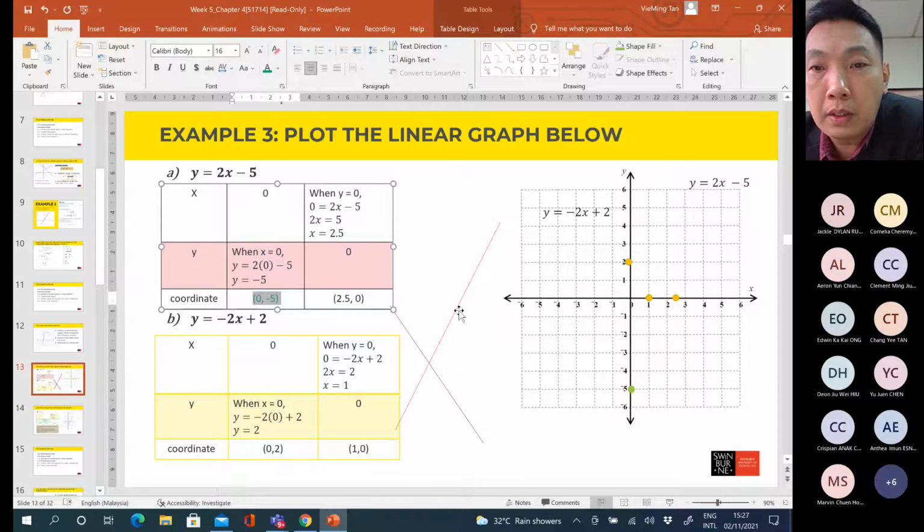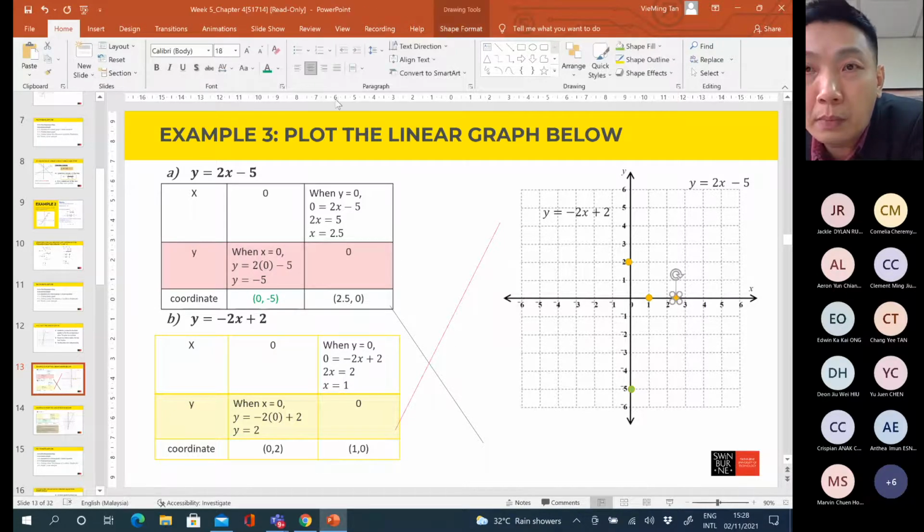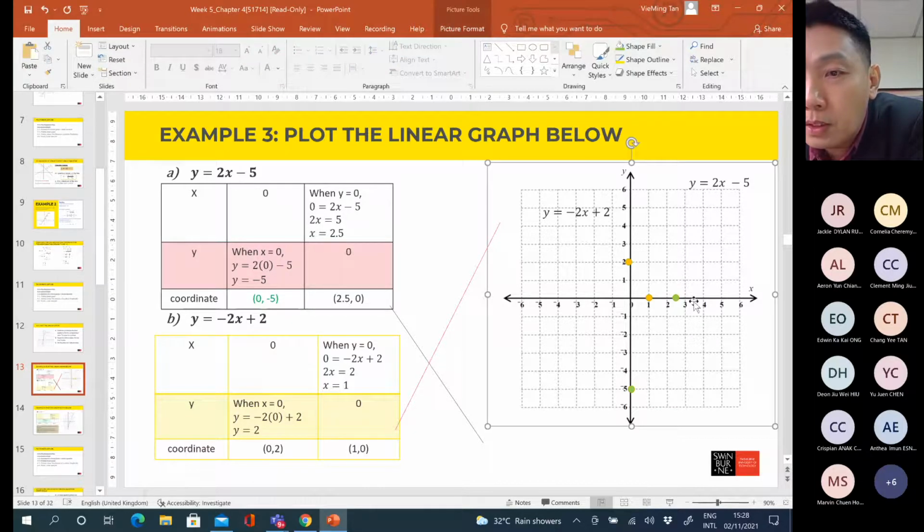All right, so the second point is when x is 2.5, y is 0. Where is the point? 2.5, y is equal to 0, here. When x is 2.5, y is equal to 0, this point. Okay, so after we have managed to identify these 2 points, we can draw a straight line by combining these 2 points together.